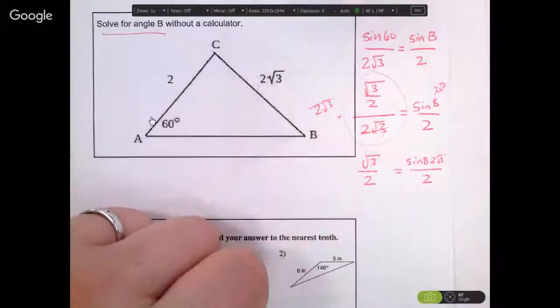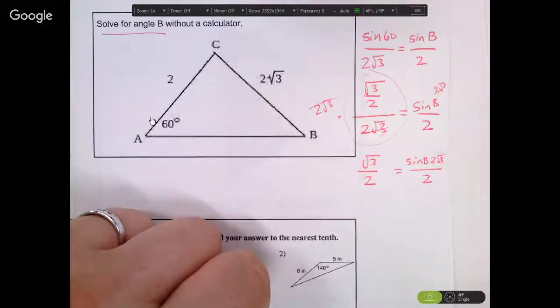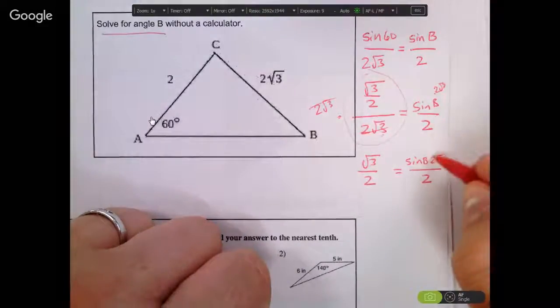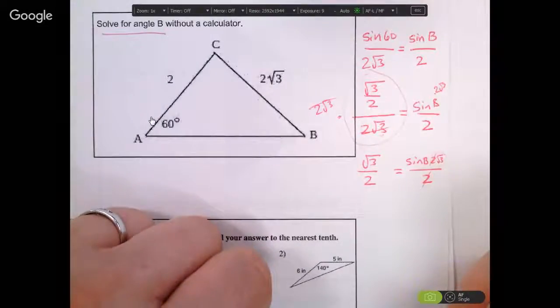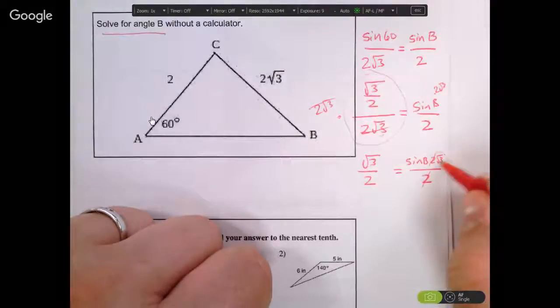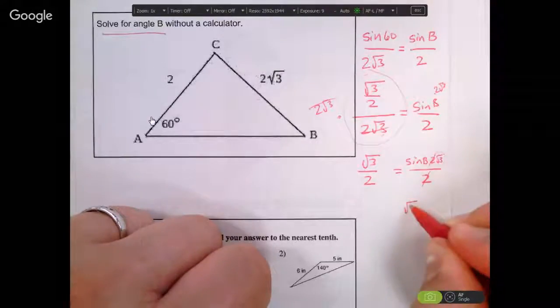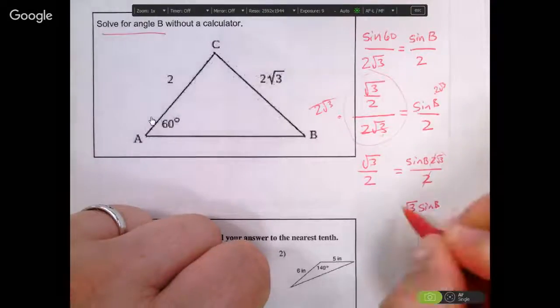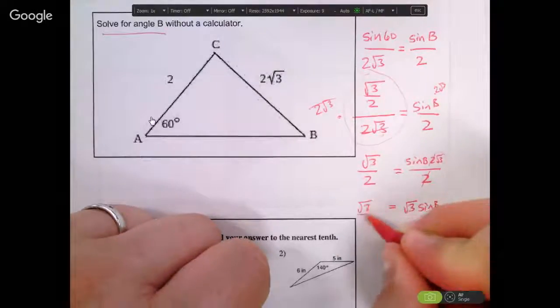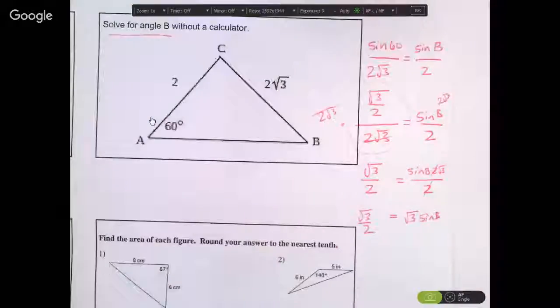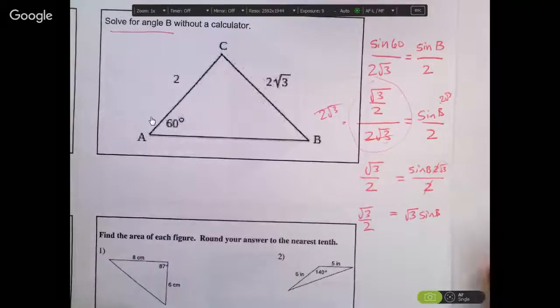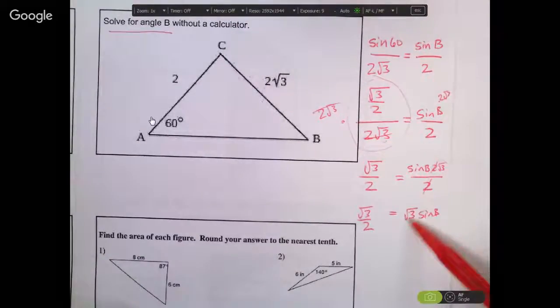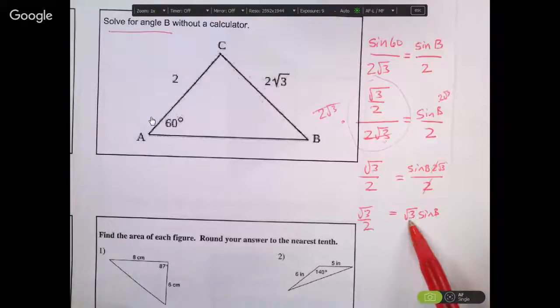Is there anything we can cancel at this point? The 2's we can cancel. So this is really radical 3 sine of B, if I cancel that, equals radical 3 over 2. We're solving for B, so we kind of want things away from B. Do we have to multiply by a radical 3? We're not going to multiply by radical 3. We're going to divide.